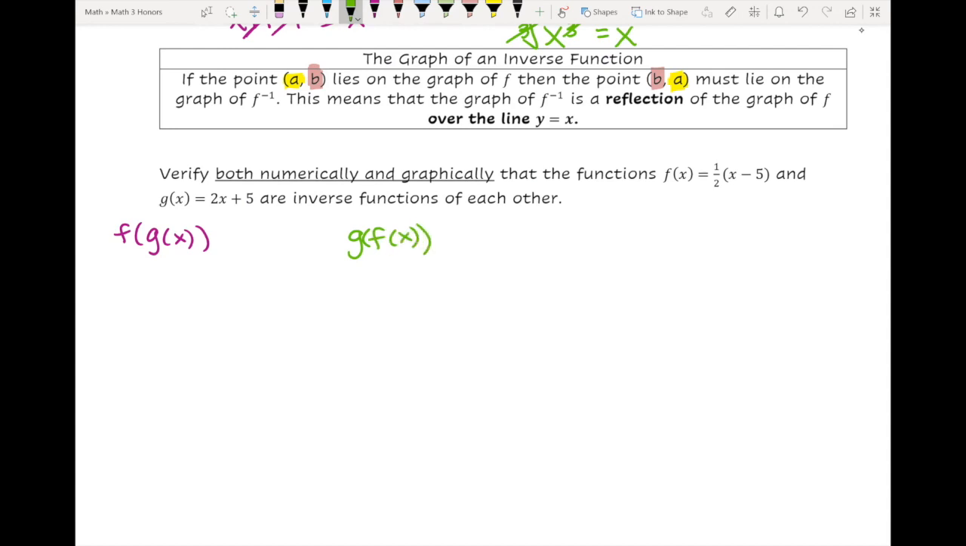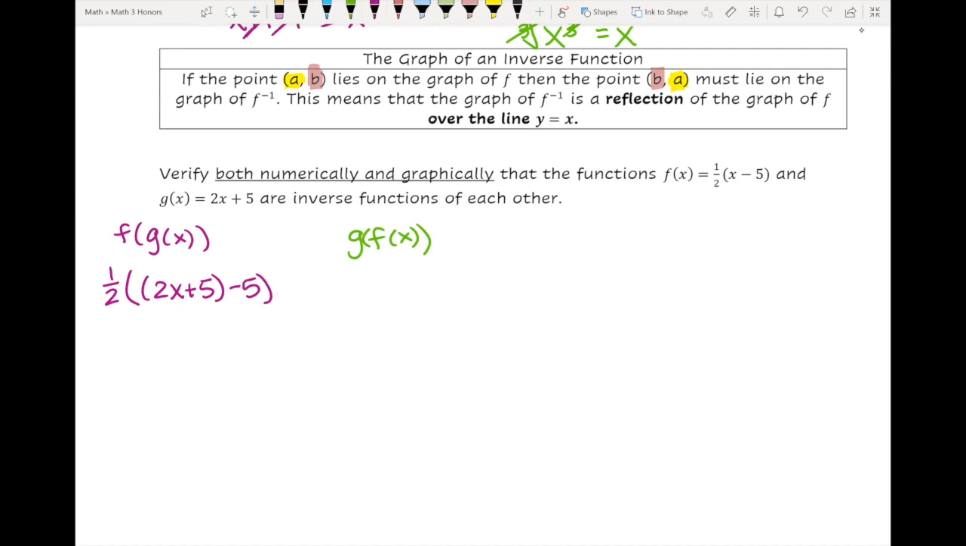They both need to equal an x. So for my f of g of x, what I have in the middle here is what I just plugged into the f function. I'm taking this entire 2x plus 5 and I'm subbing it in for the x in my f function, which means I've got 1/2 times my g of x instead of x, so my 2x plus 5, and then you've got a minus 5. Again, I plugged in my g of x function in for x.